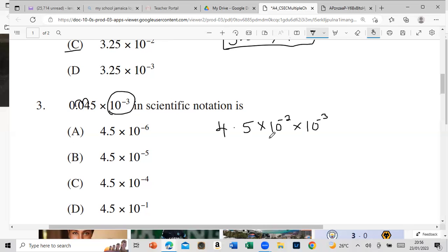times 10 to the minus 3. Right? We know that when the base is the same, we add the powers. So that will be 4.5 times 10 to the minus 2 plus minus 3. Alright? So our final answer, let me just put it up so you guys can see. So it would be 4.5 times 10 to the minus, since both of them are negative, we add the powers. Alright, so that's 4.5 times 10 to the minus 5.